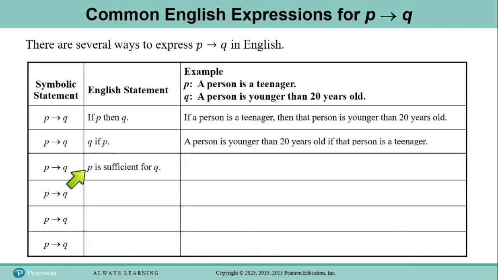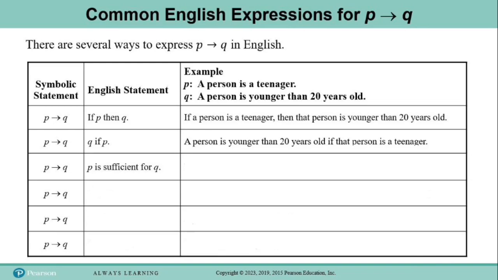Here's our next English statement. P is sufficient for Q. Now, I know that this is not how we talk in typical English conversation, but you will see this kind of language in scientific reports or maybe even in a news broadcast. You can hear this type of language. So P is sufficient for Q.